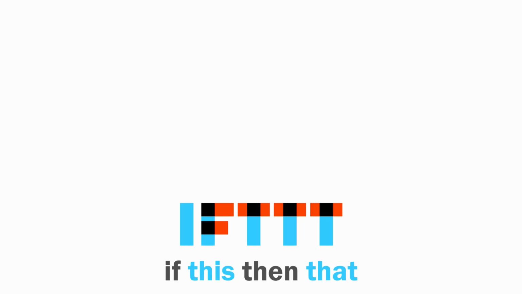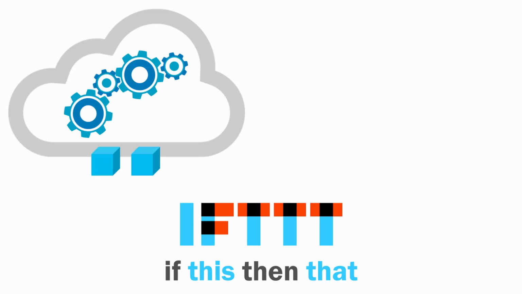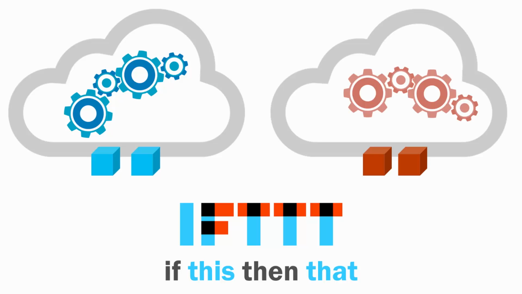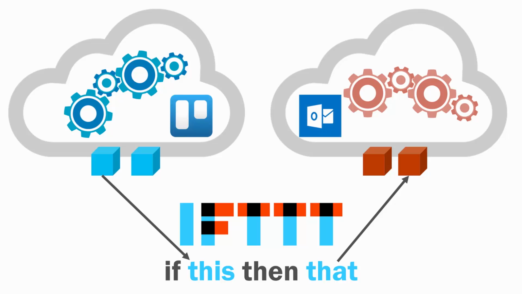IFTTT, or If This, Then That, allows you to connect two cloud services. IFTTT watches one service, and if something happens in that service, then IFTTT performs an action in that other service. In this example, we're going to look at Trello and Office 365. In Office 365, I have groups that I belong to. They represent my teams and projects. Trello is a popular task and project management application that we use.